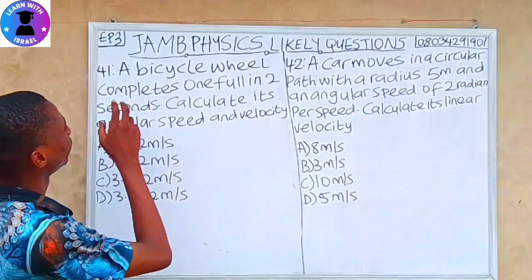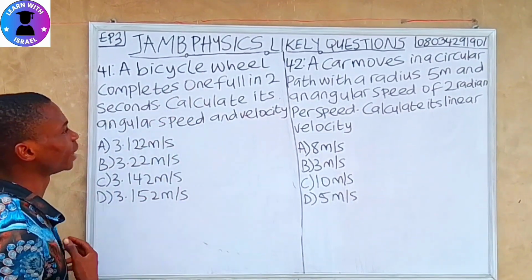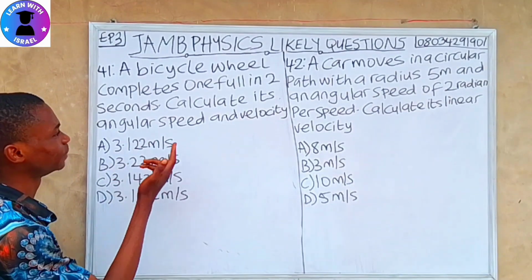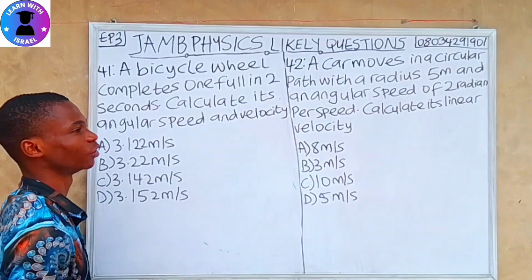Question 41. A bicycle will complete one full revolution in 2 seconds. Calculate its angular speed and velocity. So viewers, calculate this question.